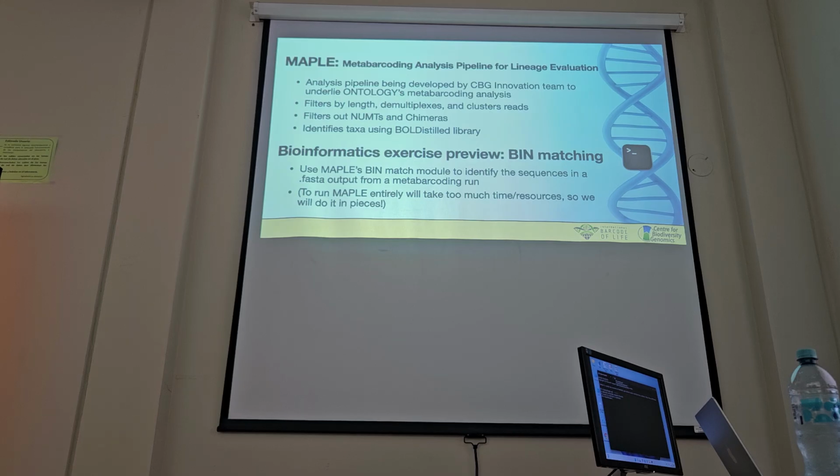Okay, so we at CBG, me, Robin, and our colleague Sean, are developing something that we're calling MAPLE, which is the metabarcoding analysis pipeline for lineage evaluation. This works with long read metabarcoding data to do everything that we said. So it makes sure the molecules are the right length, demultiplexes them, does the ASV clustering, looks for pseudogenes, numts, chimeras, and also it identifies taxa using our new library. And so this works. This is as fast and as good as possible, the best way that we know how to do metabarcoding.